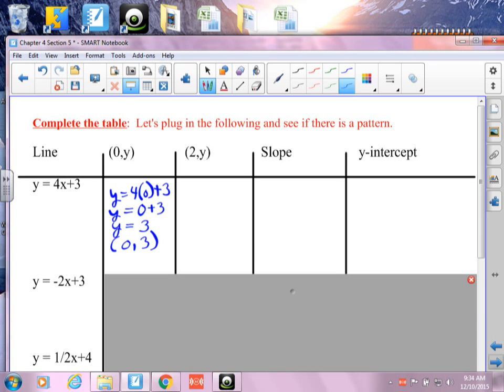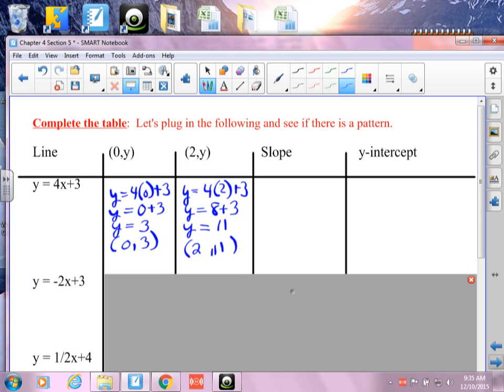Okay, this next one I'm going to plug in 2 for x. So y equals 4 times 2 plus 3, y equals 8 plus 3, y equals 11. So my ordered pair then is 2, 11. So I'm just doing what they're asking me to do in this table. You're going to see in just a minute the pattern. So we're going to do maybe the first 2, and then you're going to see the pattern, and then we won't do all this work for the other one.